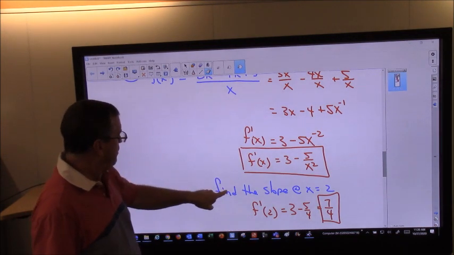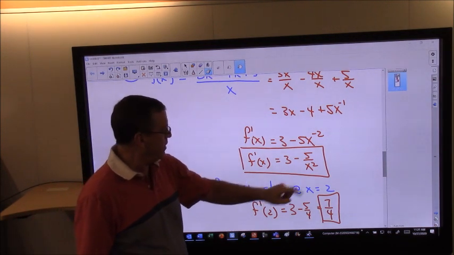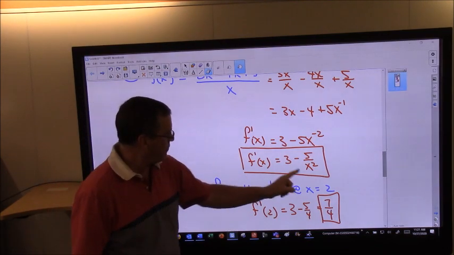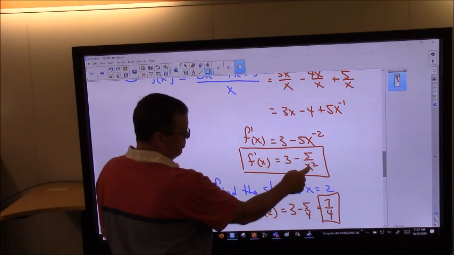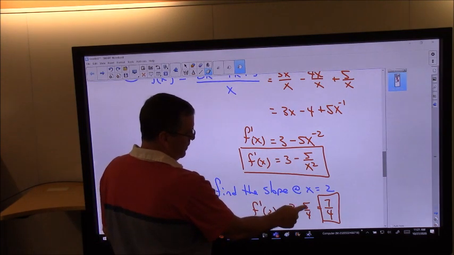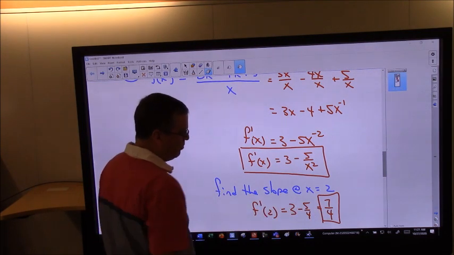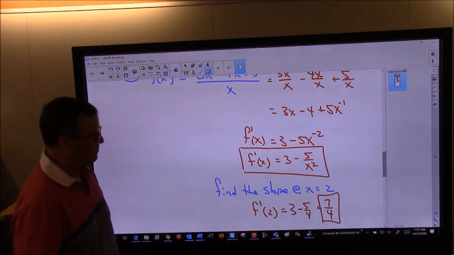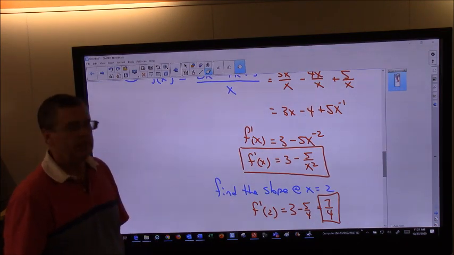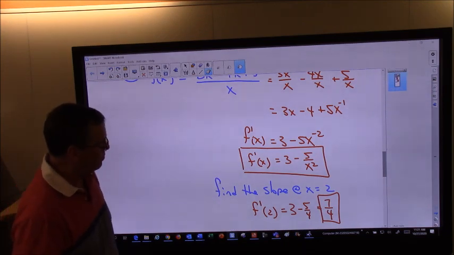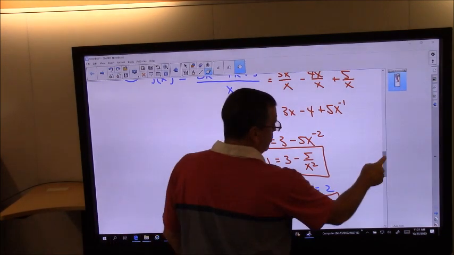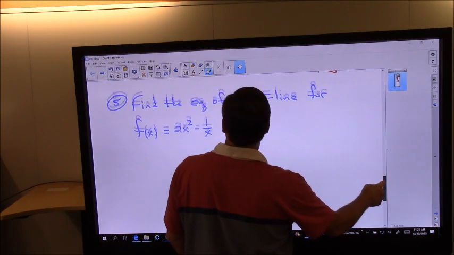Once we found the derivative, find the slope at x equals 2. It means I just have to plug a 2 into here and see what I get. So 2 squared would be 4, so 3 minus 5 fourths, that would equal 7 fourths. Right? That would be the slope at the point where x equals 2. All right, we've got one more question to try here.